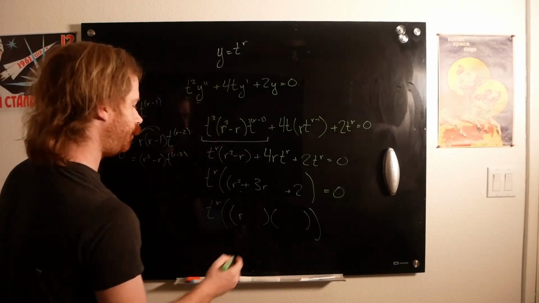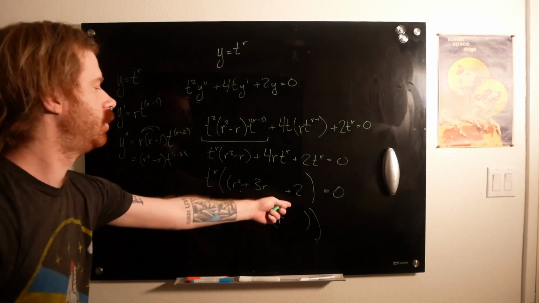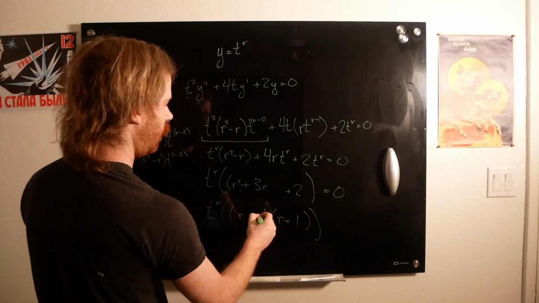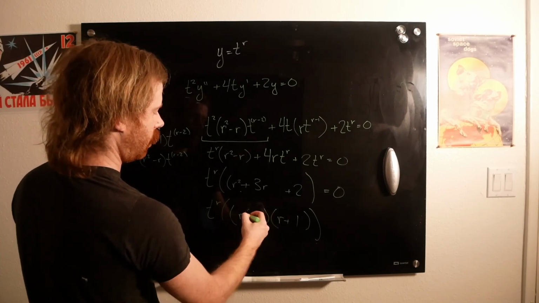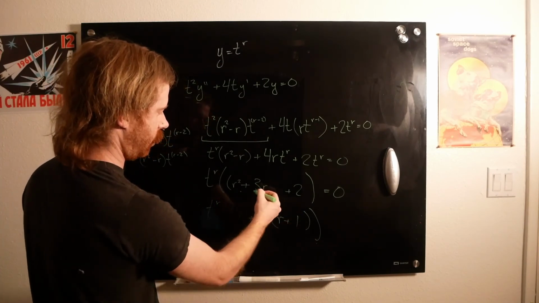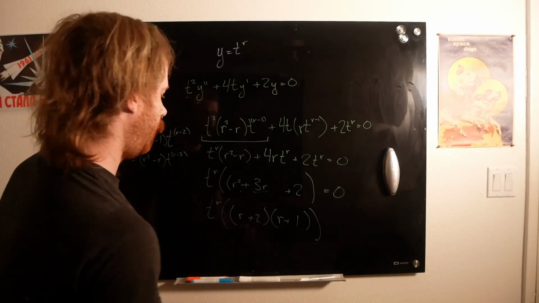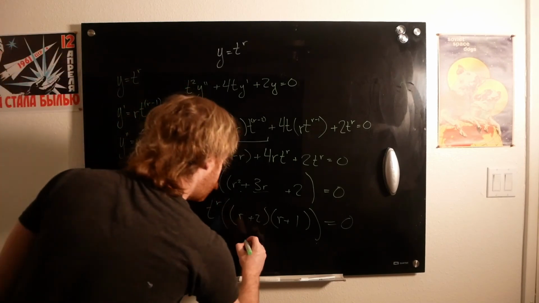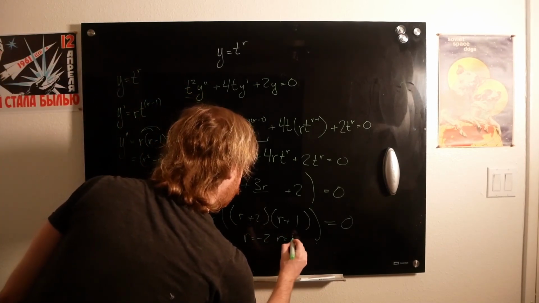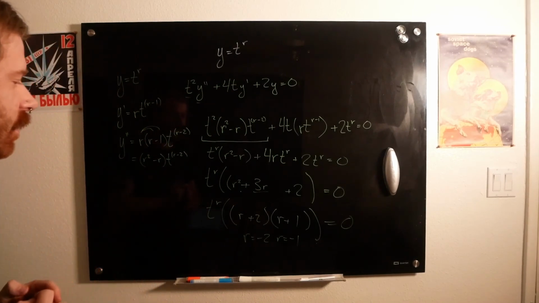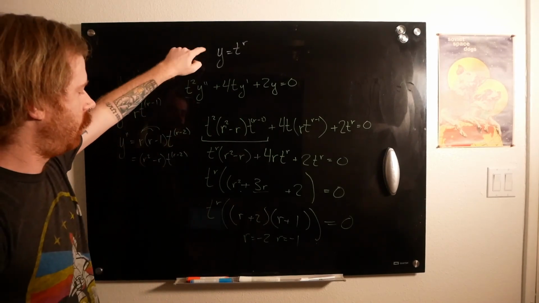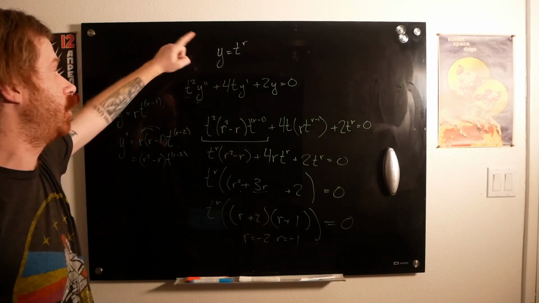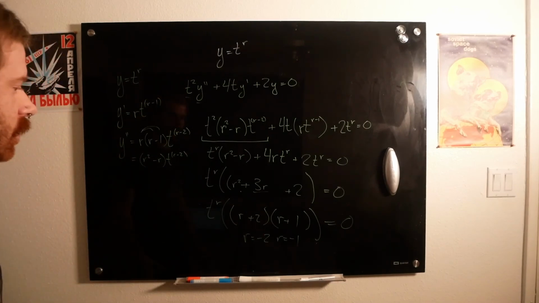So let's factor it like this. 2 and 1 will give you 3r, so r squared plus 2r plus 1r, which is 3r, and then plus 2 equals 0. So this is going to give you the two values, r equals -2 and r equals -1. When r is -2 or -1, this function is going to form a solution to this differential equation. It's going to be a solution.